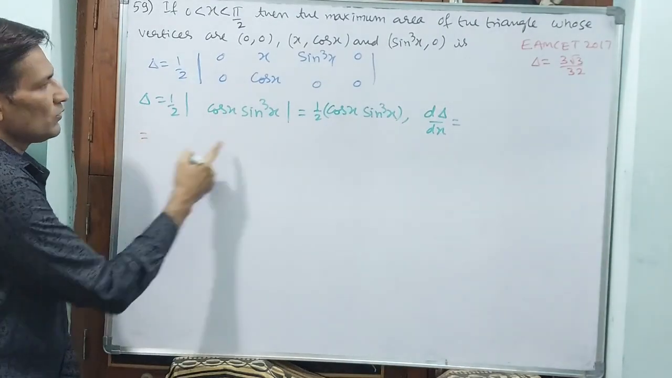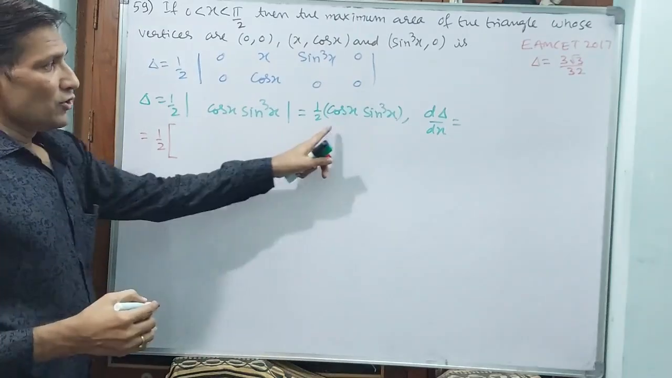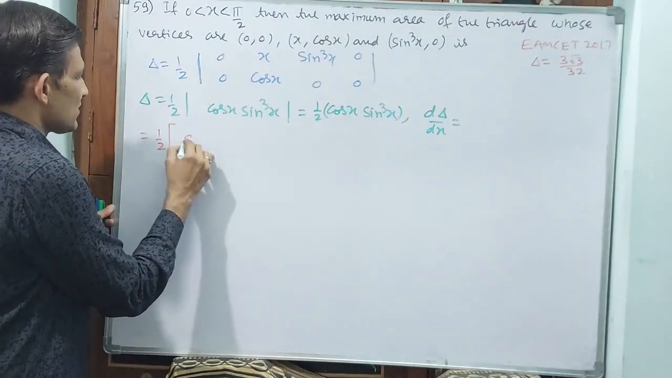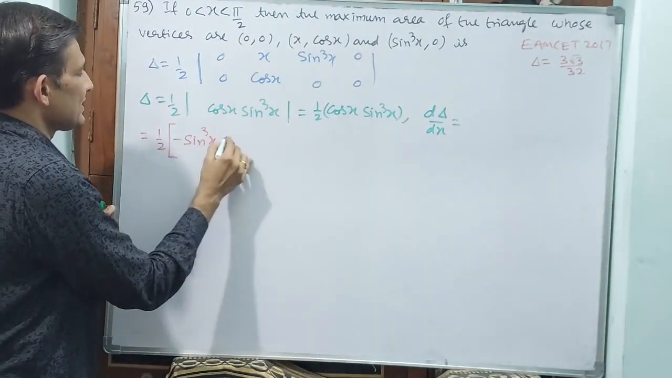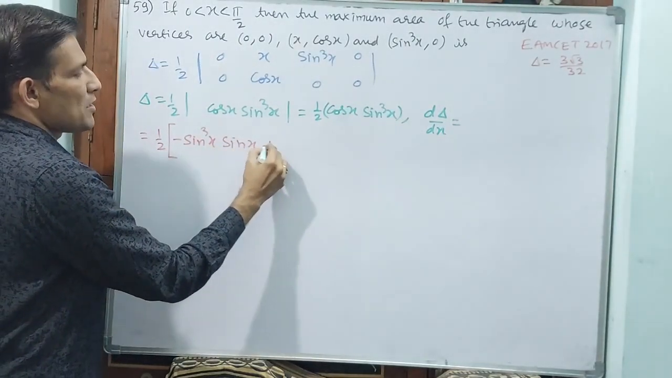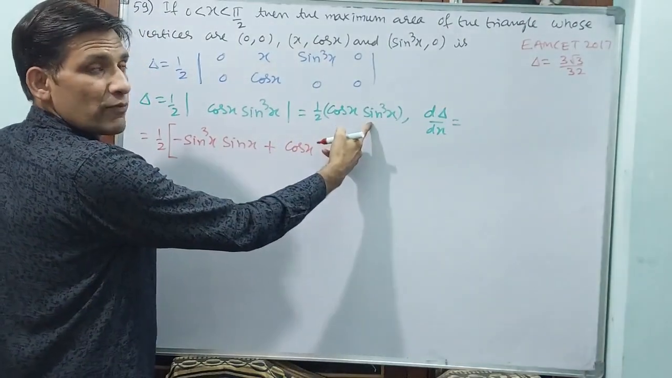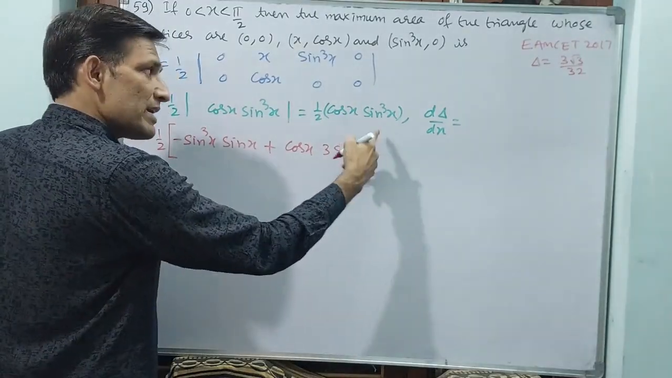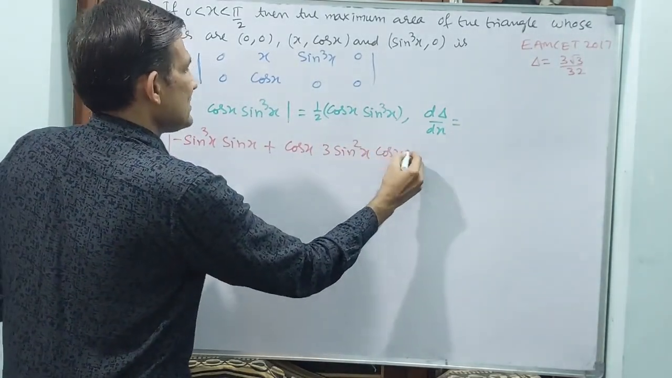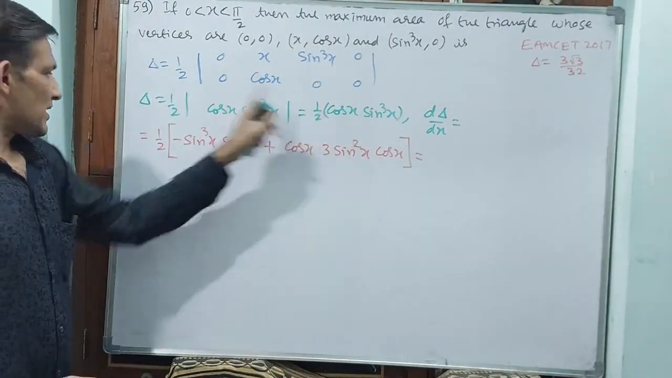Let us do it. That is equal to, you see 1 by 2 we take as a constant. Then u into v means, first v d by dx of u, minus sin x, plus u d by dx of v, sin cube x. That means 3 sin square x, again d by dx of sin x, cos x. Okay, that is equal to, see, this is minus, this is plus. First I want to write this one.